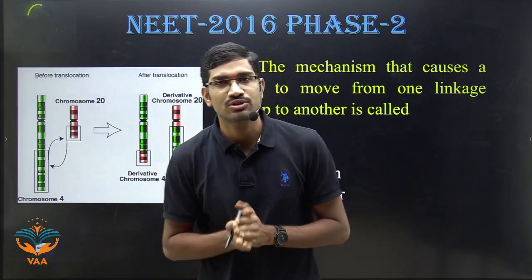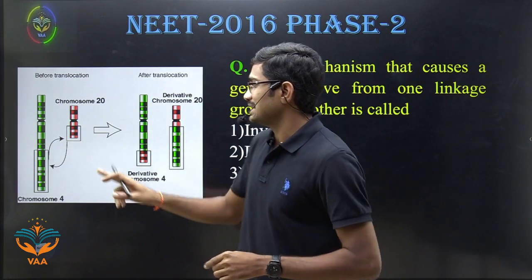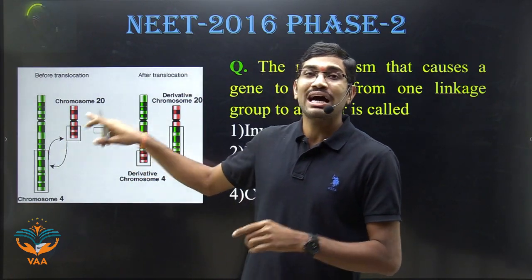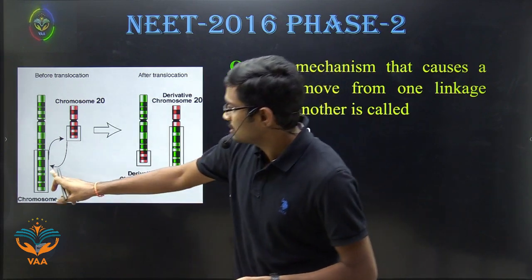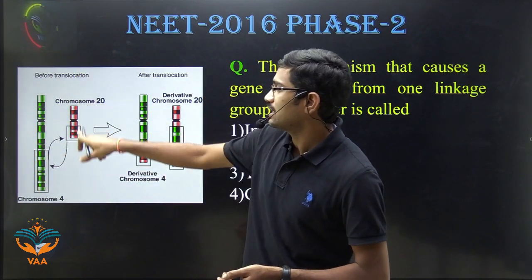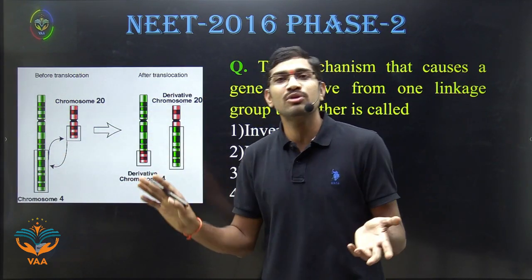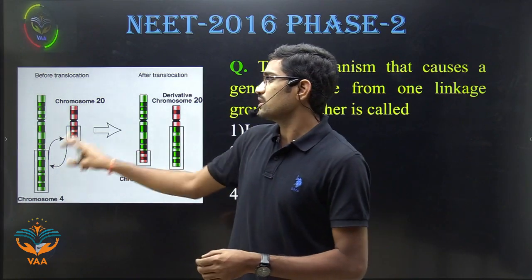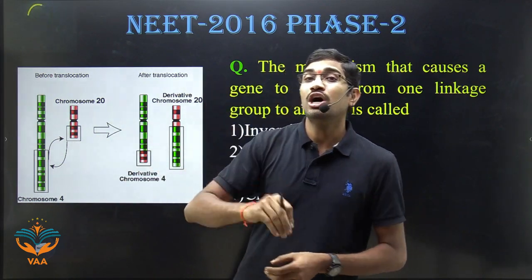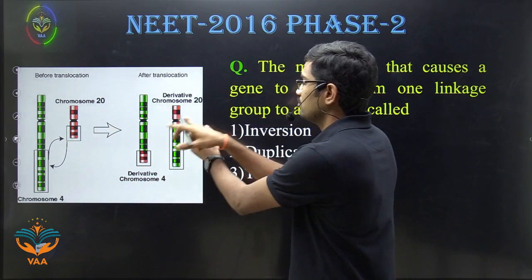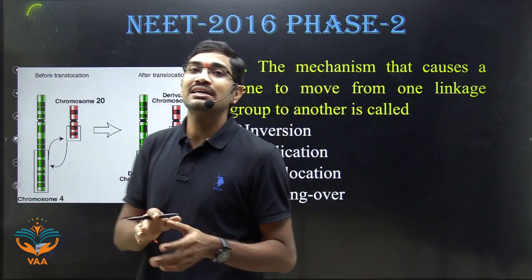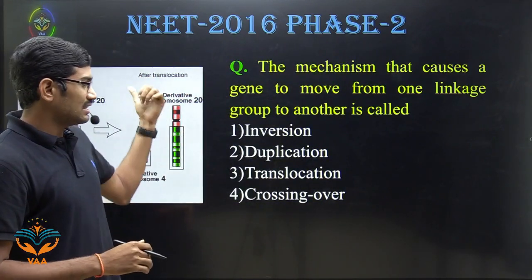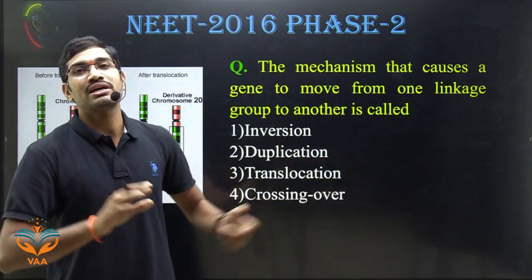of homologous chromosomes. Suppose exchange is taking place between 2 unrelated chromosomes. In this example it is chromosome 4 and chromosome number 20. These two are not homologous. So exchange of segments is taking place between non-homologous chromosomes. So now there is a complete change in the linkage group. That's why this is an example for translocation.